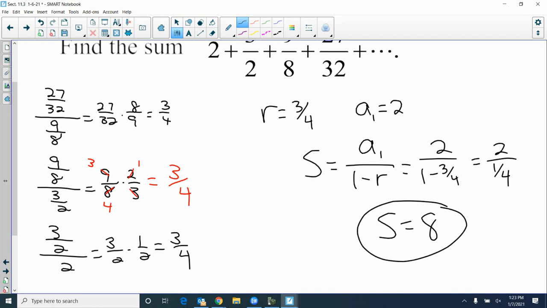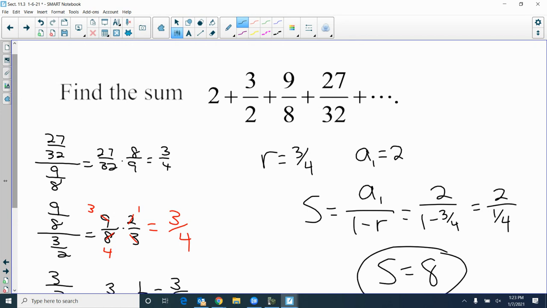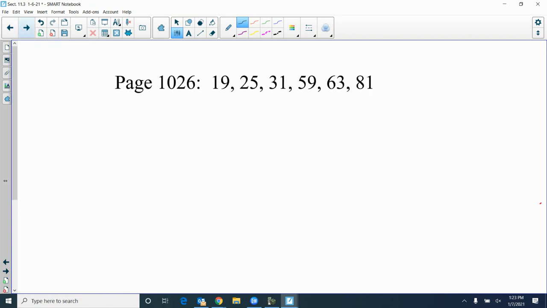But you've got to identify and make sure it's geometric. You've got to identify and make sure R is less than 1. R less than 1 will make this decrease. It'll make it get smaller. So 2 to 3/2 to 9/8, that's getting smaller. If it's getting bigger, there is no sum. Only if it's getting smaller.